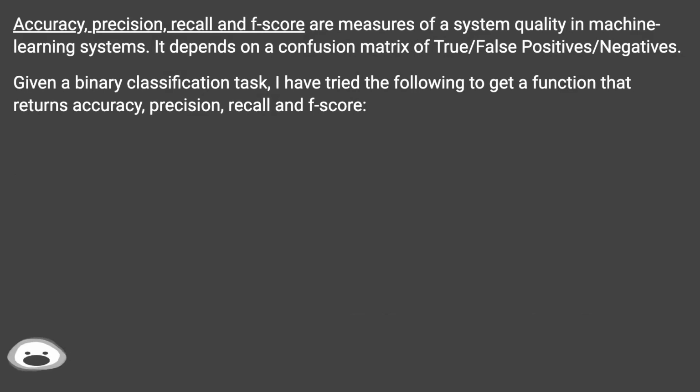Accuracy, precision, recall and F-score are measures of system quality in machine learning systems. It depends on a confusion matrix of true/false positives/negatives. Given a binary classification task, I have tried the following to get a function that returns accuracy, precision, recall and F-score.